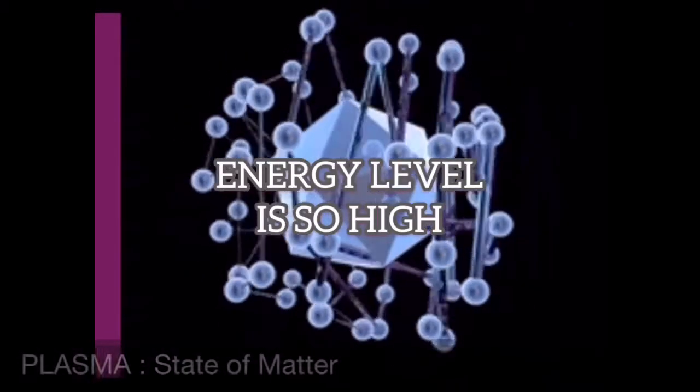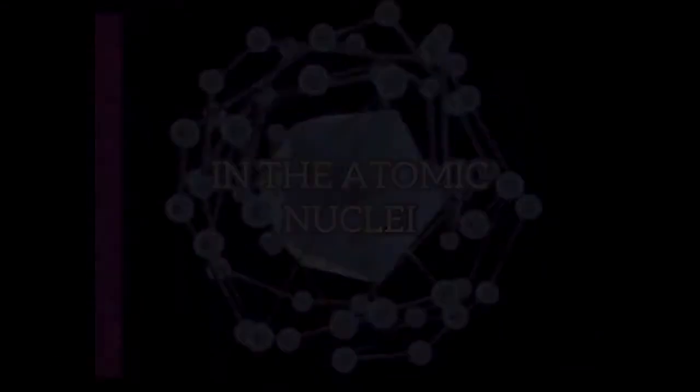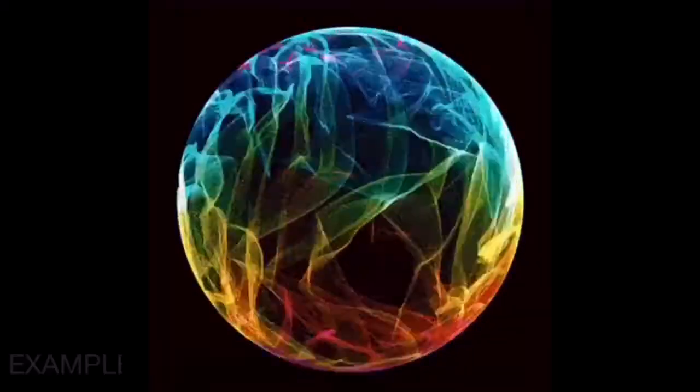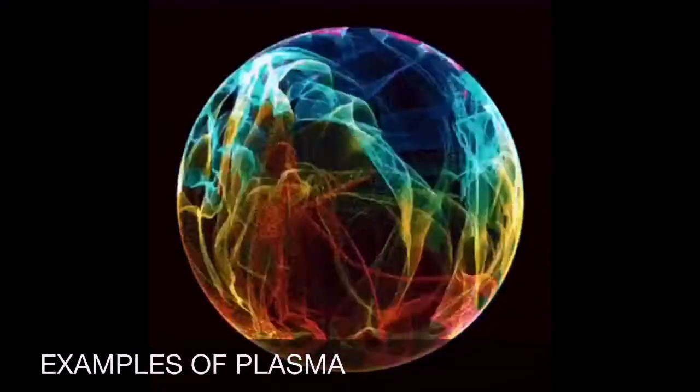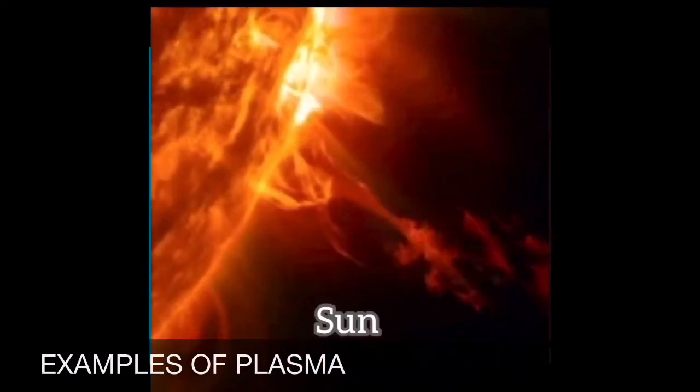The energy level of plasma is so high that the electrons are stripped away from the atomic nuclei. This energy can come from very high temperatures. Some of the most common natural forms of plasma include fluorescent light, aurora, lightning, sun, and many more.